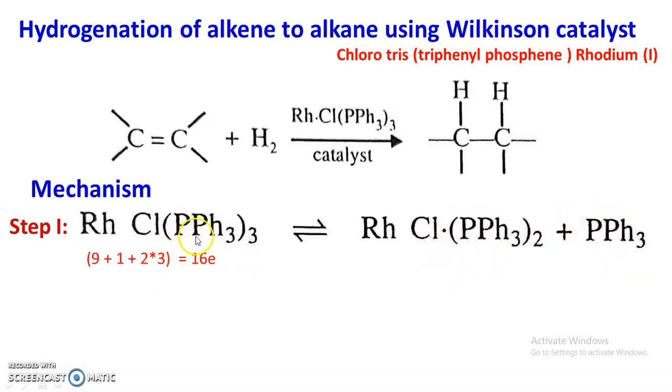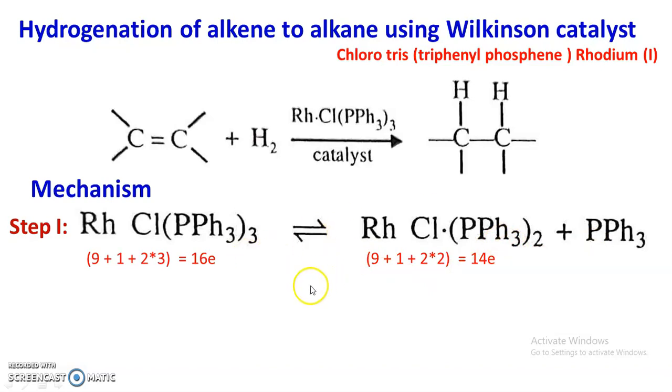So this is 16 electron because rhodium gives 9, then chloro gives 1. There are 3 triphenylphosphine groups, and each triphenylphosphine donates 2 electrons, so 2 into 3 is 6. 6 plus 1 is 7, plus 9, that is 16 electron. So the 16 electron complex gets converted into a 14 electron tri-coordinate complex. Again, rhodium 9, chloride 1, and 2 triphenylphosphines, each contributing 2 electrons, so 4. 4 plus 1 is 5, 5 plus 9, that is 14.